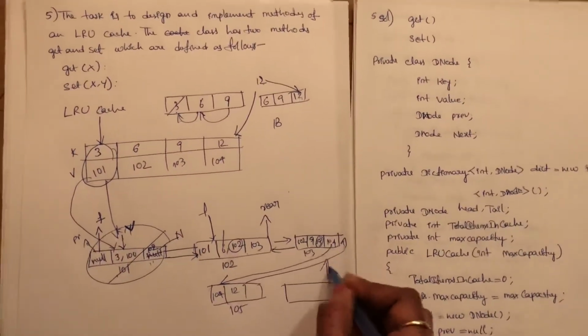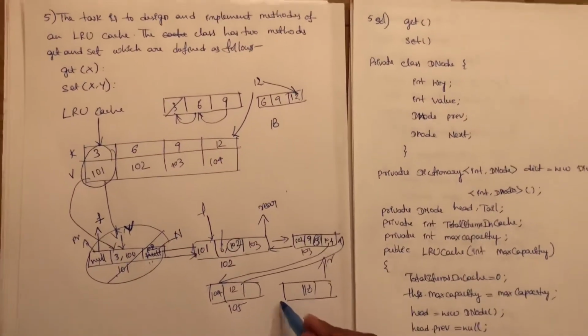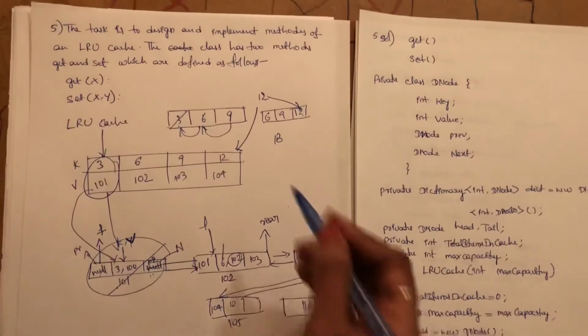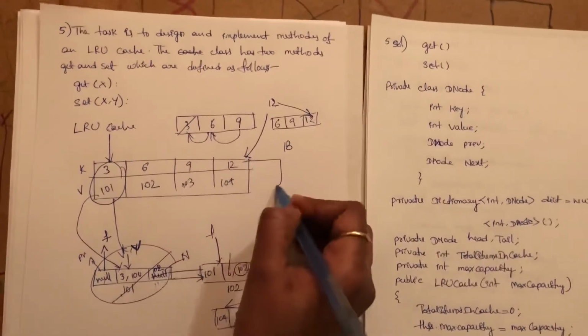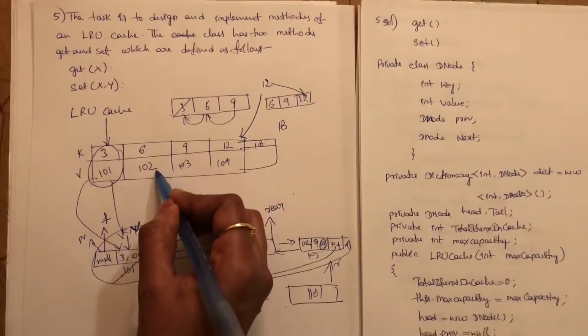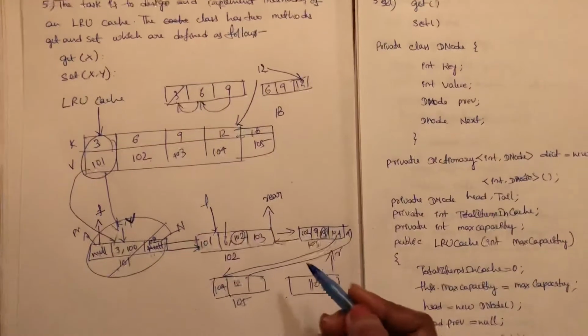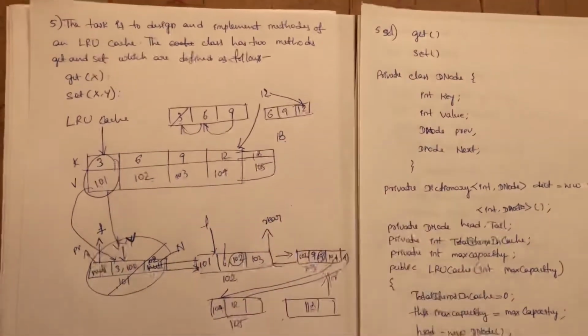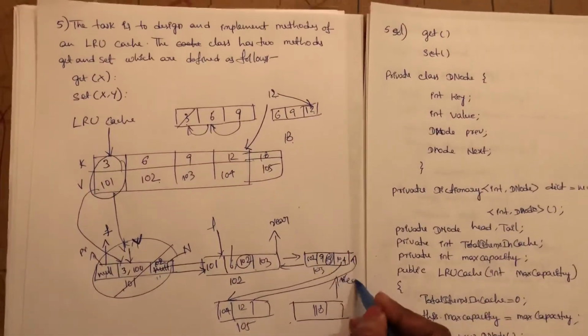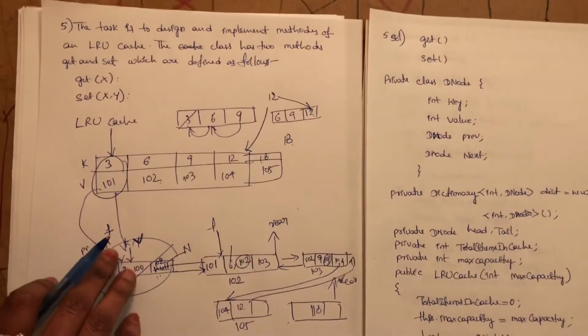Now the rear pointer becomes this one, 18. So then we get space. Then next, the least recently used one will become 6, and the most recently used one becomes 18. It's going to be the rear pointer now. This is how we perform the set method.